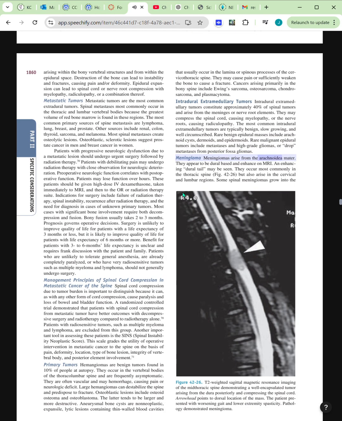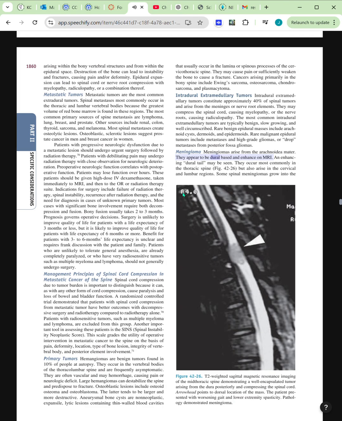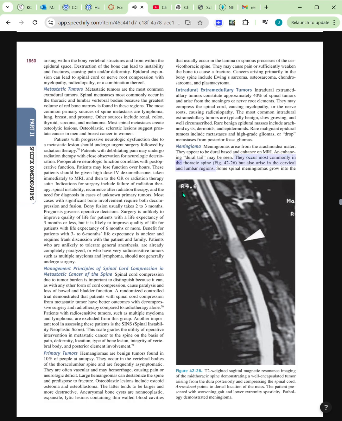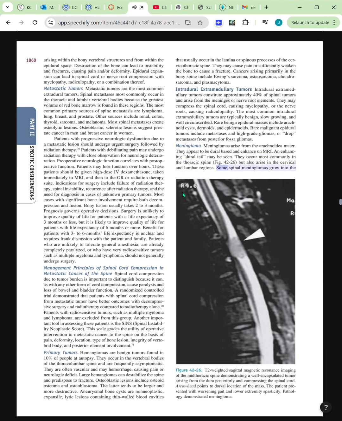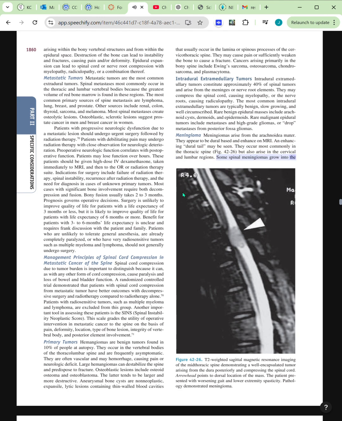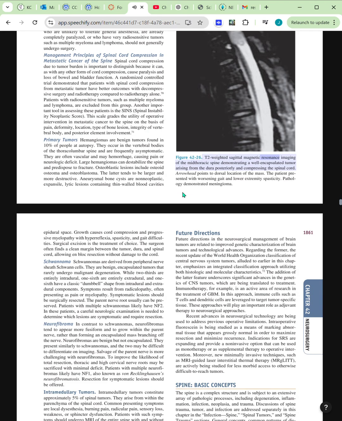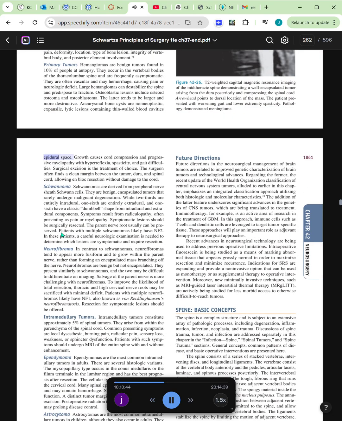Meningiomas arise from the arachnoid mater. They appear to be dural-based and enhance on MRI. An enhancing dural tail may be seen. They occur most commonly in the thoracic spine, figure 42-26, but also arise in the cervical and lumbar regions. Some spinal meningiomas grow into the epidural space. Figure 42-26: T2-weighted sagittal magnetic resonance imaging of the mid-thoracic spine, demonstrating a well-encapsulated tumor.